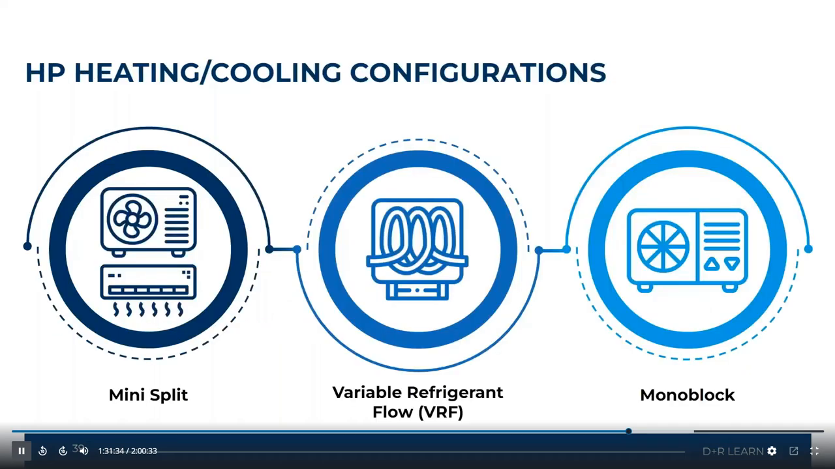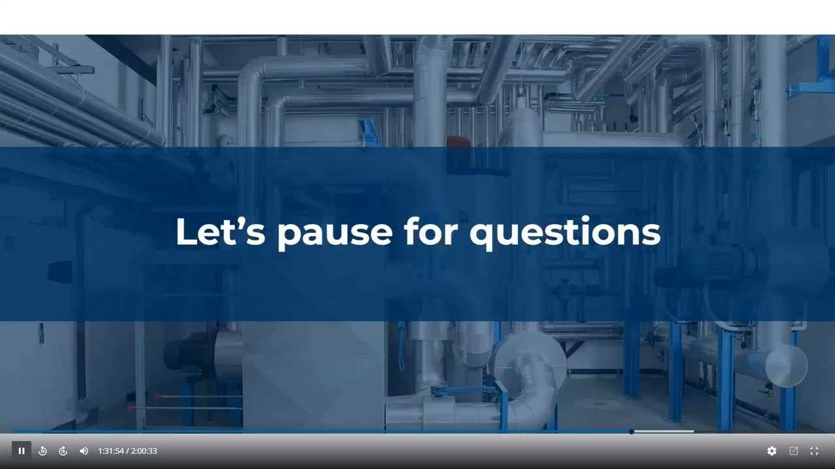So we just covered the types of configurations for heating and cooling when talking about mini split systems, variable refrigerant flow, or VRF, and also our monoblocks, which are the unitary systems in the heat pump heating and cooling configuration world. So we'll pause here just in case we have any further questions that may be in the chat.